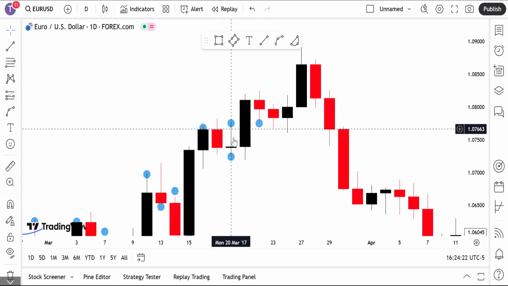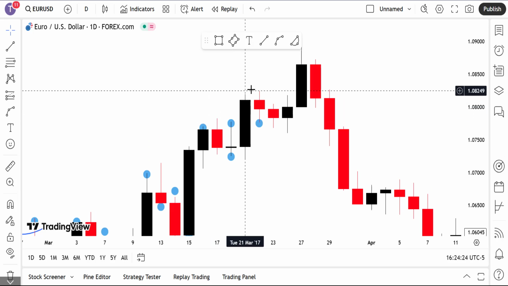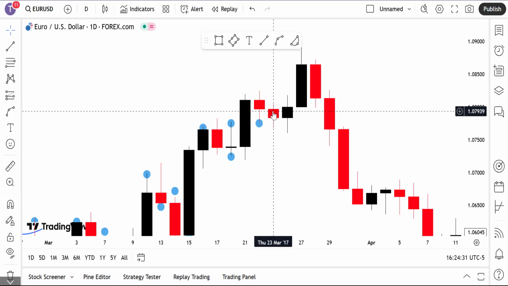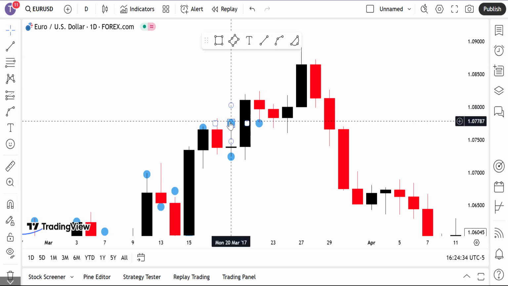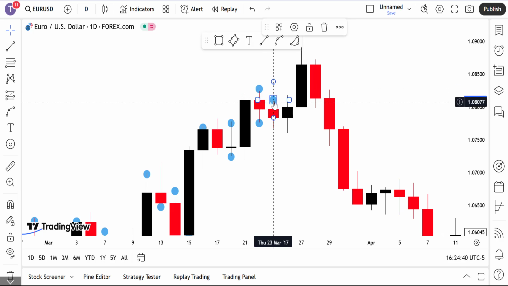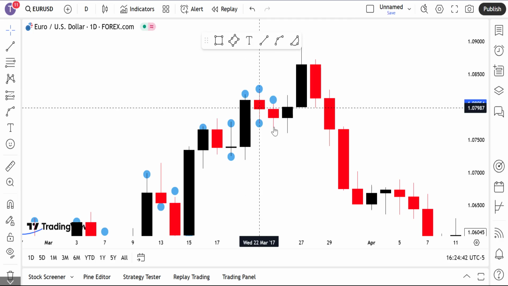If you notice in this chart over here, we also have what is called our swing high. This swing high is very easy to identify. Remember, it's a lower high on both sides.